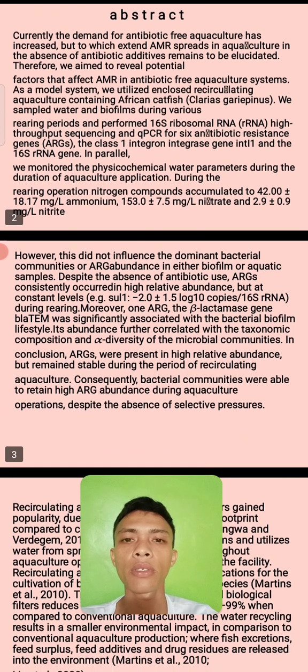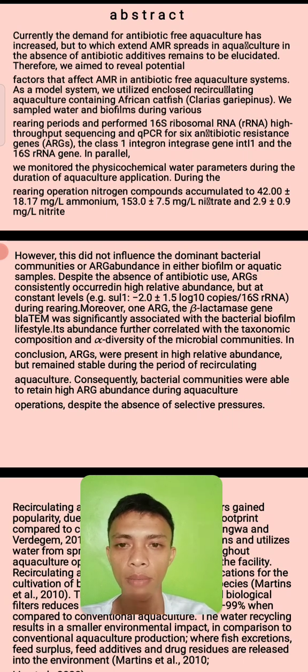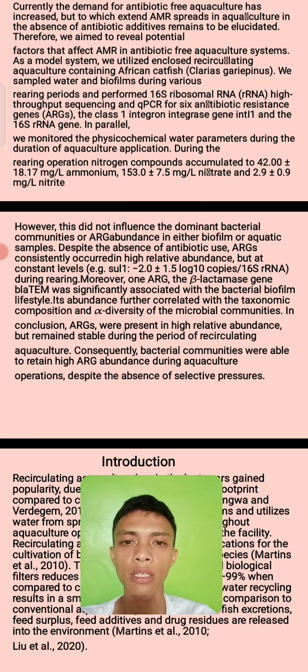During the rearing operations, nitrogen compounds accumulated to 42.00 and 18.17 milligram. Ammonium 153.0 to 7.5 milligram per liter. Nitrogen and 0.9 milligram nitrate. However, this did not influence the dominant bacterial communities or ARG abundance in either biofilm or aquatic samples.